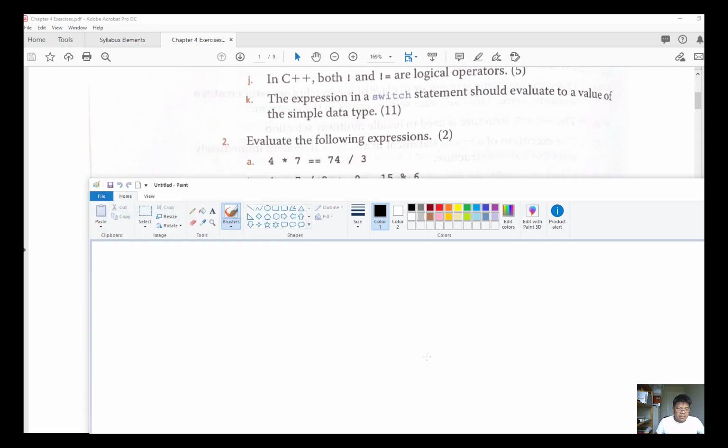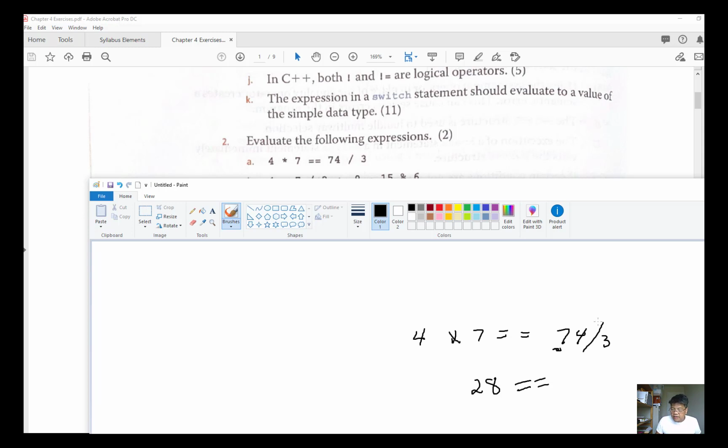So let's say you have this expression up here, and you have 4 multiplied by 7, and it's asking you about 74 divided by 3. All right, so let's play with these numbers to see. So 4 times 7 is what? 28. It's asking you, does that equal this side? So what is 74 divided by 3? I don't know about you, but I have to do long division.